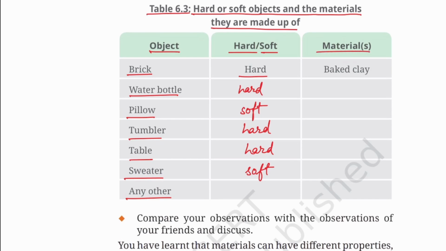Materials: brick is made up of baked clay, water bottle can be made up of plastic or any metal such as copper or steel. Pillow has cotton. Tumbler can be made up of glass. Table can be made up of wood. Sweater can be made up of wool.